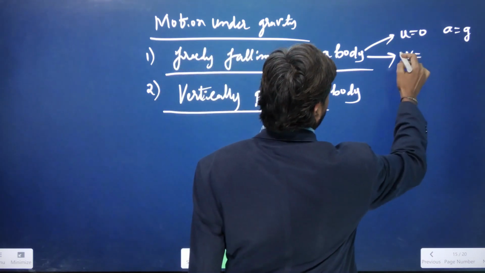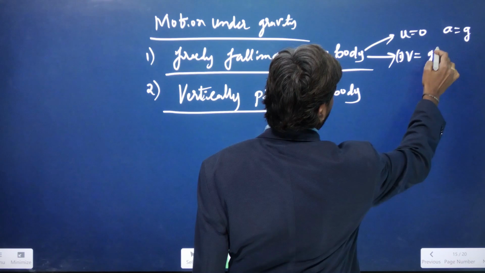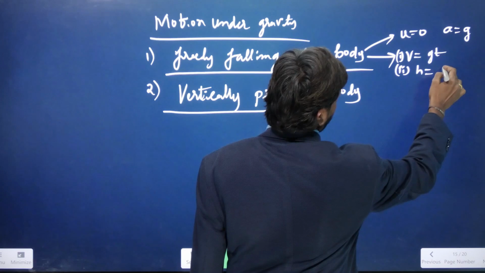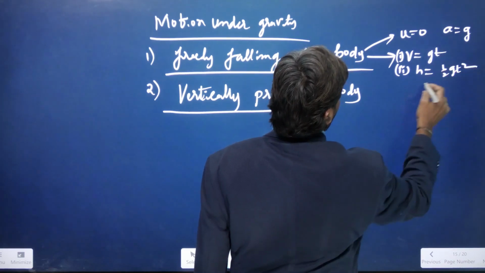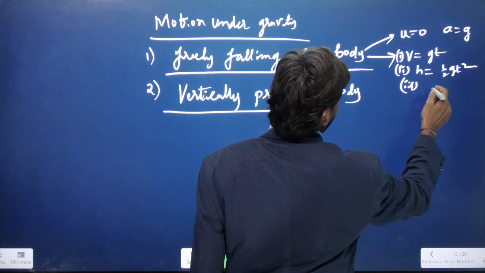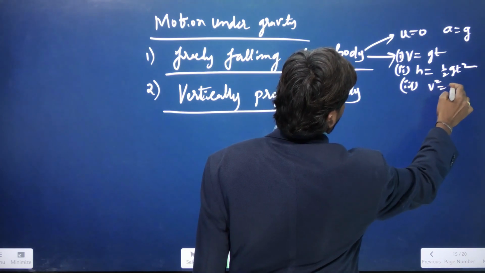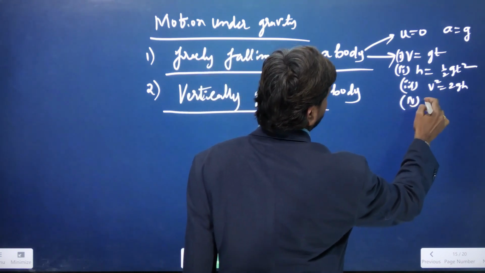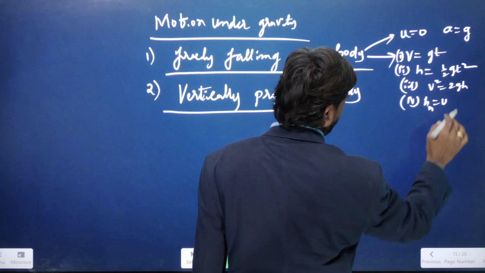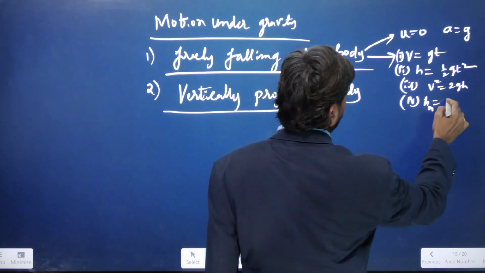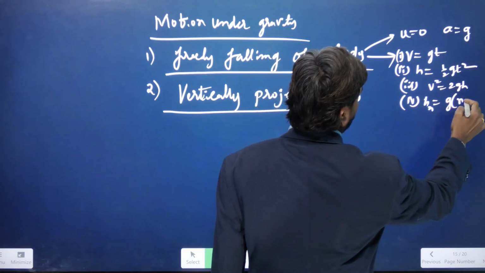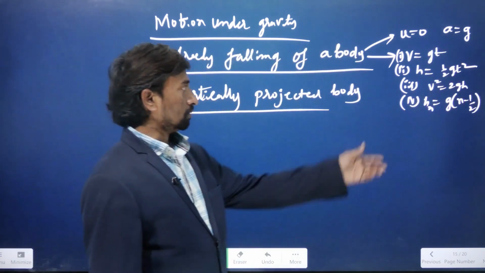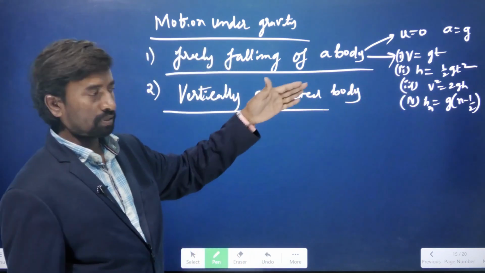The first equation of motion can be written as v is equal to g into t, and the second equation of motion can be written as s is equal to half into g t square. The third equation of motion can be written as v square is equal to 2gh, because u is 0 here. The fourth equation of motion can be written as hn is equal to g into n minus half, because u is 0. So all four equations can be written like this.